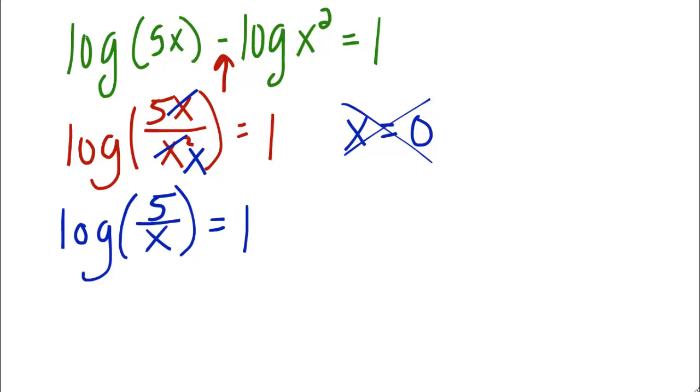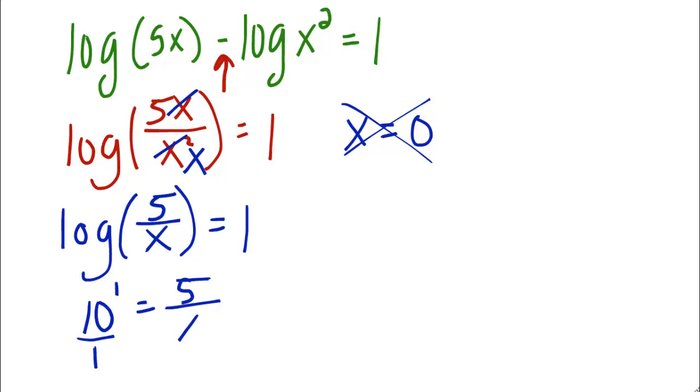Now I can write this blue equation in exponential form. It's the common logarithm, since our base is not written in. 10 to the 1 equals 5 over x. We can now maybe solve this. Maybe it's a little bit easier to see if we write 10 over 1.